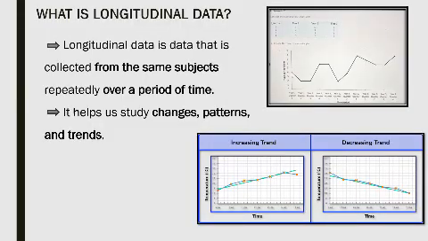So first, what do we mean by longitudinal data? It's basically data that is collected from the same people or the same subjects again and again over a period of time. Instead of taking information just once, we follow the same person or group and check how things change across days, months, or even years. For example, imagine your college keeps track of your marks from semester 1 to semester 8. They are following you over time. That is longitudinal data.